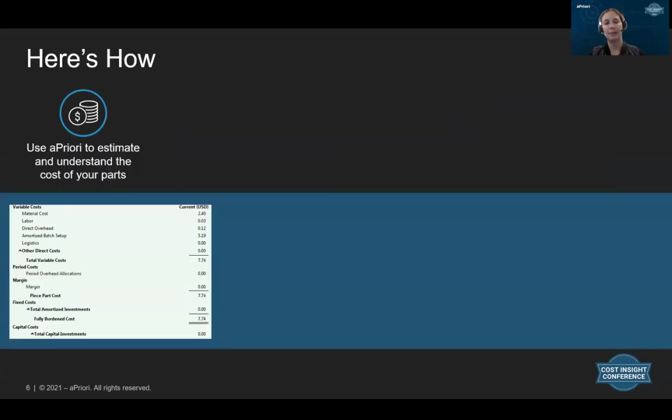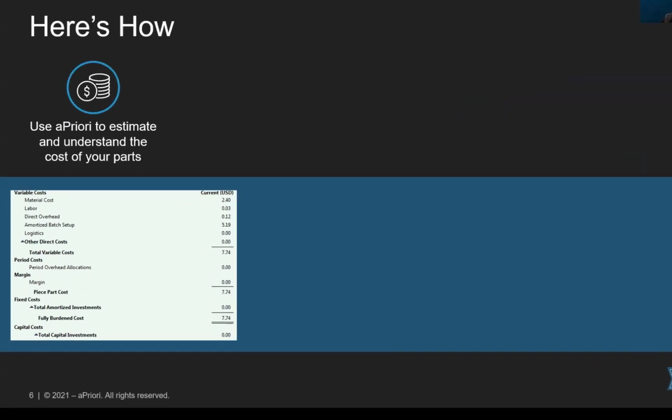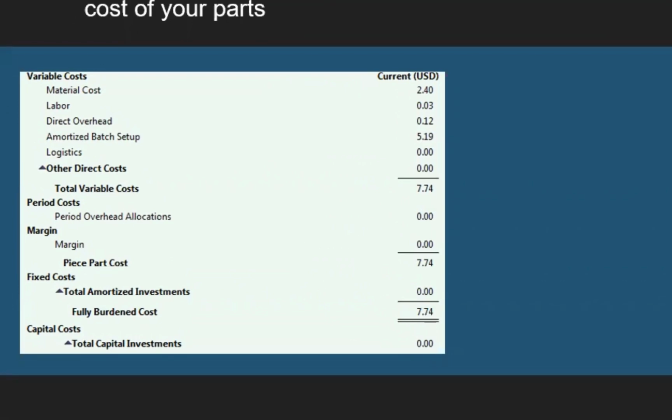So here's a step-by-step guide on how to use the data in cost discussions. First, you've got the aPriori estimate, and we encourage you to use it to understand the cost drivers of your parts. You have to see where aPriori is saying the cost drivers are. Is it mostly material cost? Is it mostly in labor cost?